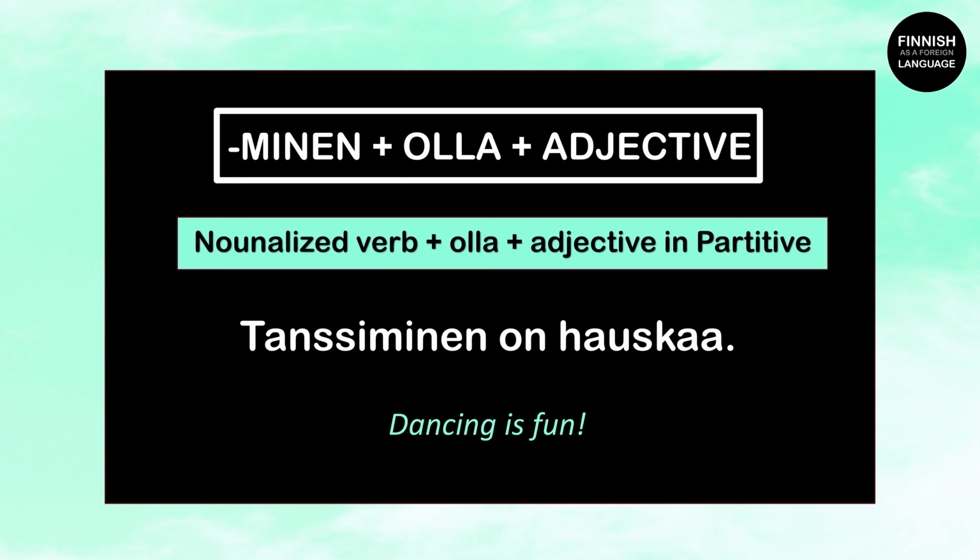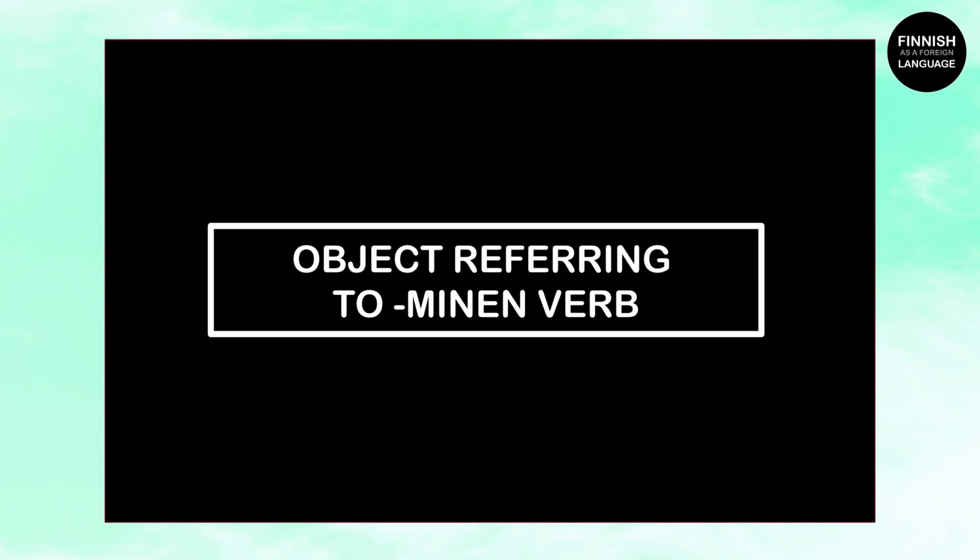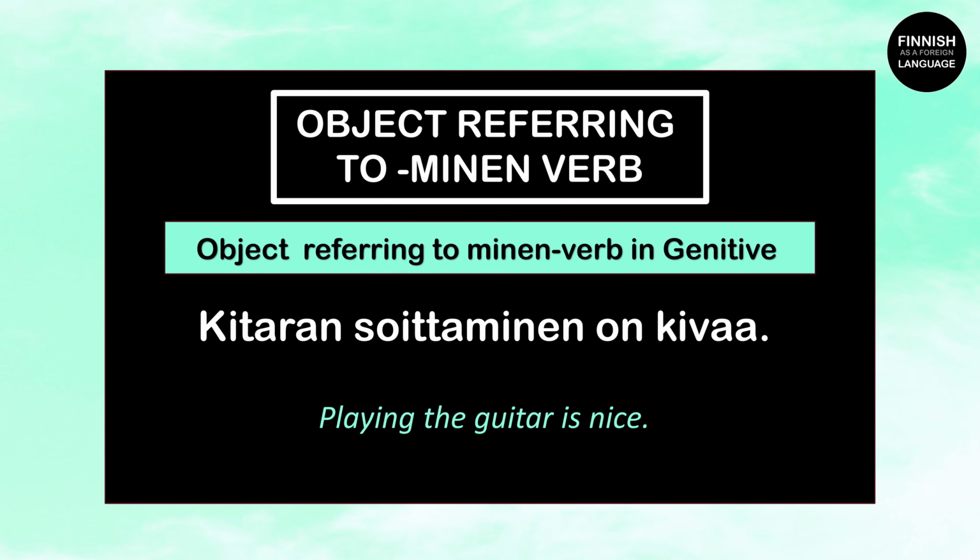Dancing is fun. Now after the second sentence structure, how to form a sentence where the object is referring to the minen verb. Here's one example. Kitaran soittaminen on kivaa means playing the guitar is nice. So what happens here? Our object, which is the guitar in Finnish, kitara, refers to our minen verb, which is soittaminen here. In English, playing.